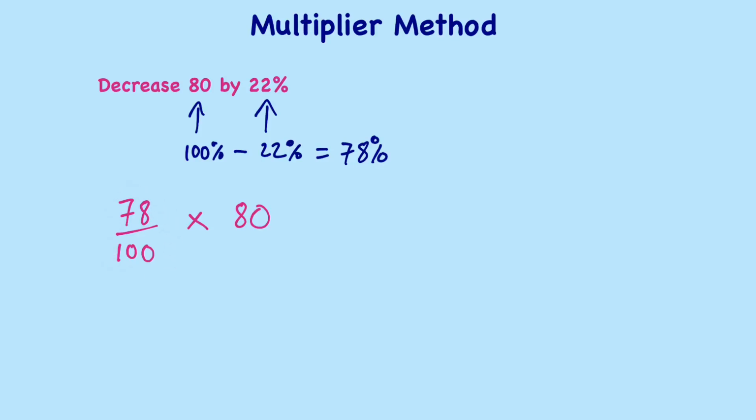And then using the multiplier, I change 78 over 100 into a decimal. So that is 0.78 multiplied by 80. If I type that into my calculator, it's 62.4. And that's my final answer. That's a 22% decrease on 80.